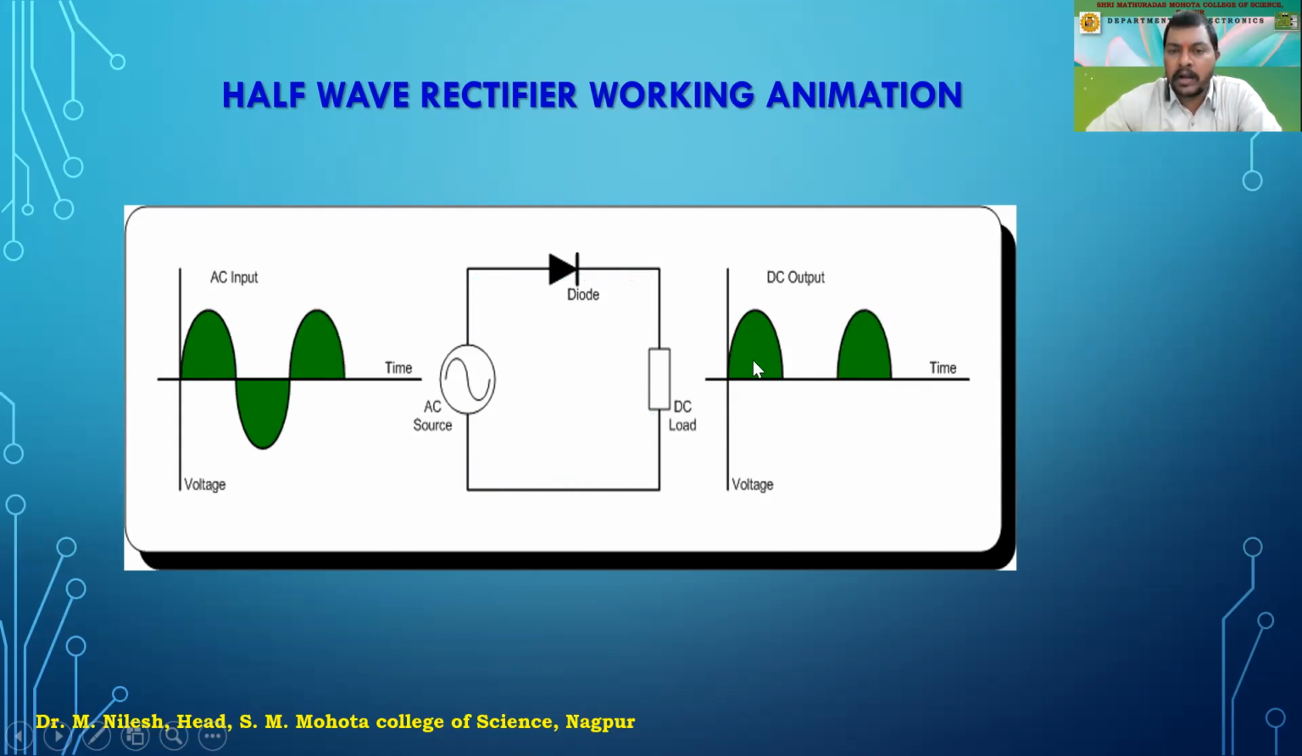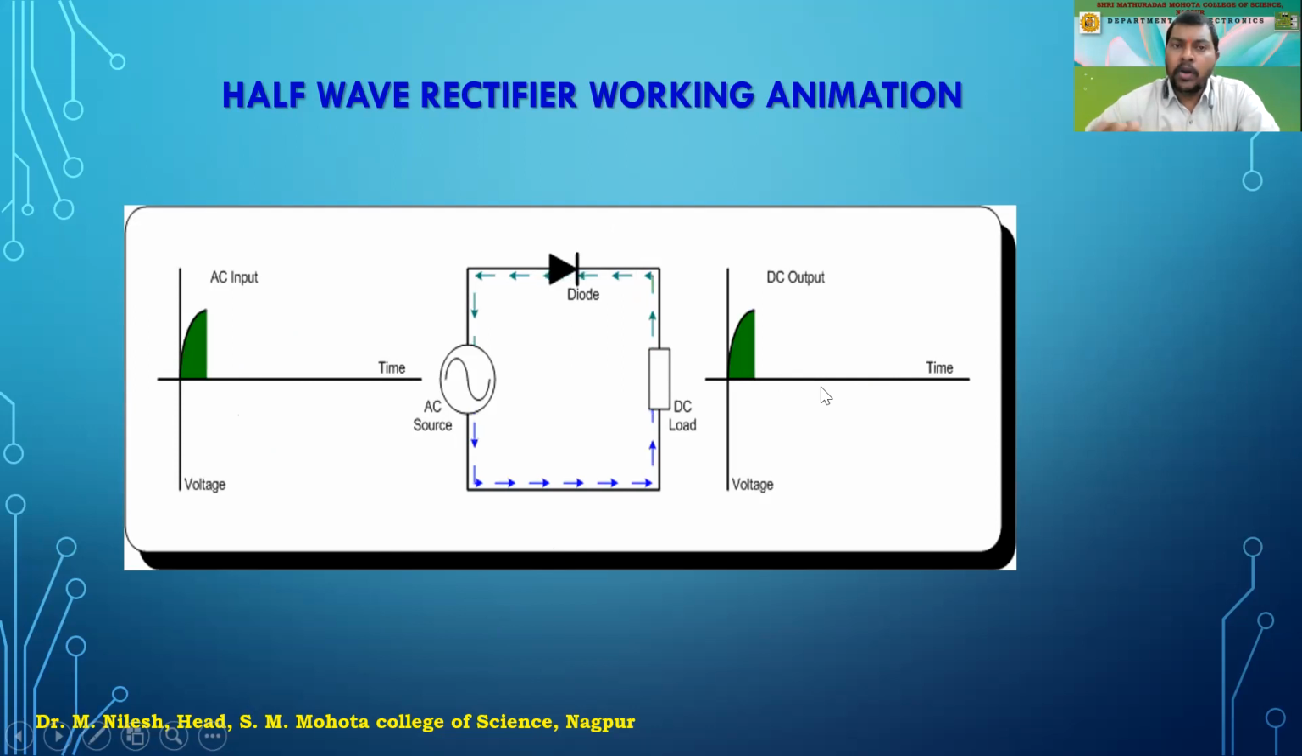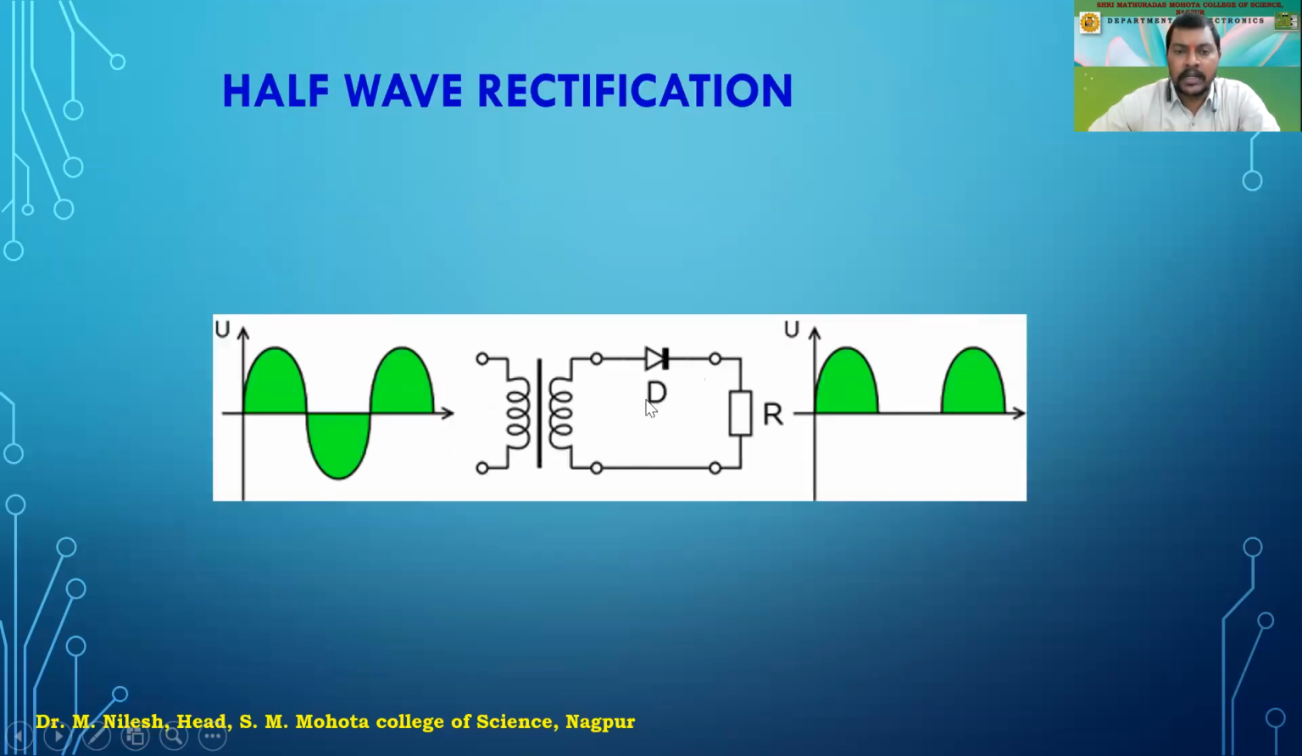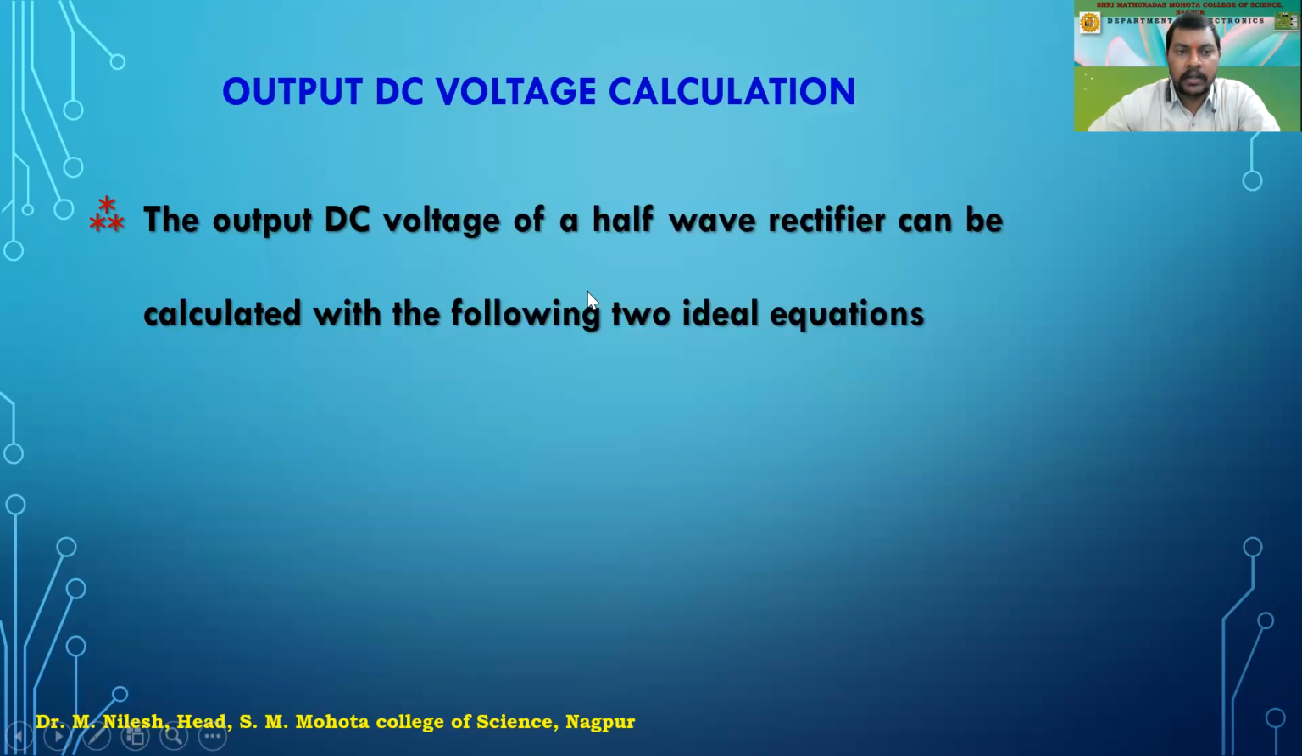If you reverse the polarity of this diode, then the negative half will be rectified and the positive half will not. The meaning is that only half of the wave is being rectified, and that is why this is called a half wave rectifier circuit, right? So this is the basic circuit diagram of half wave rectification.